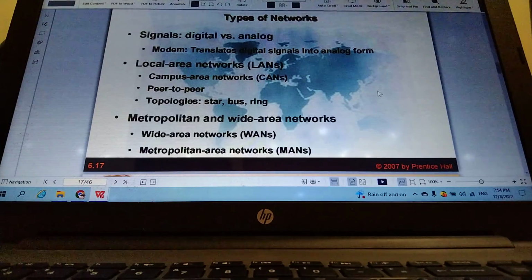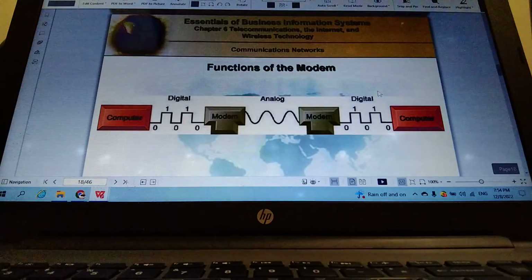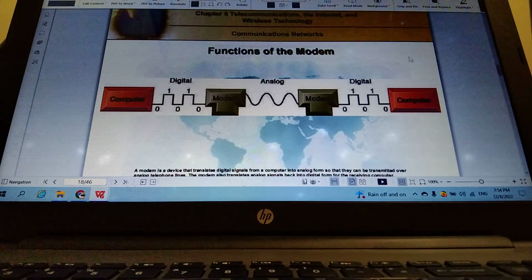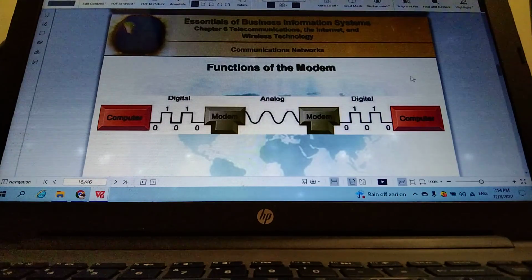So these are the types of network that we have, starting from LAN, local area network, campus area network, metropolitan area network, MAN, and wide area network. This is a very old technology where you can see the function of the modem, how the modem works, but we hardly use this structure anymore. In those days when we used a modem at home, the computer would convert the digital signal from the computer.